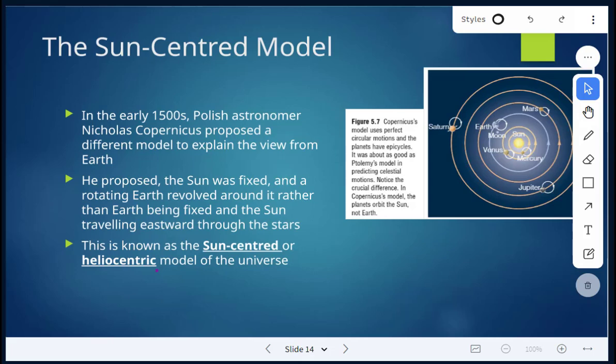Now keep in mind, it was hard to accept this model because it was also going against the church. So it took a long time for this to be accepted. So Copernicus's model uses perfect circular motions and the planets have epicycles. It was about as good as Ptolemy's model in predicting celestial motions. But the crucial difference in Copernicus's model is that the planets orbit the sun, not Earth.